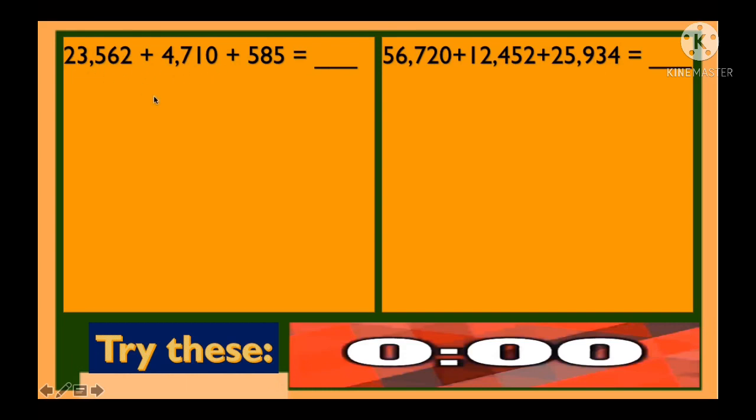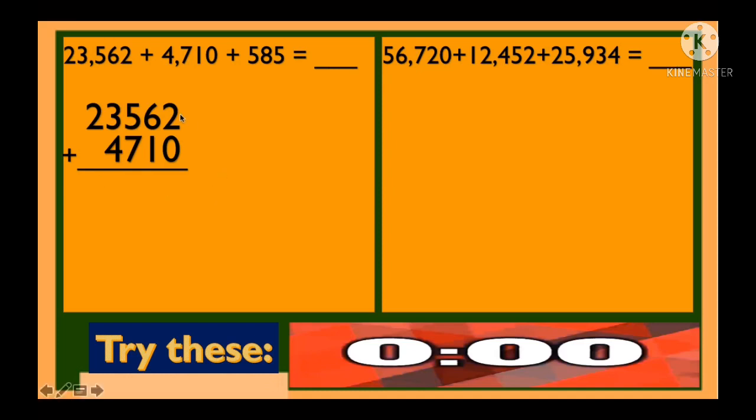So I will write down here 23,562 plus 4,710. Again, I am reminding you every time that you need to align the digits in their respective place values. It's because if you do not align them, you will get a wrong answer. So you need to align them first correctly. Now let's solve.